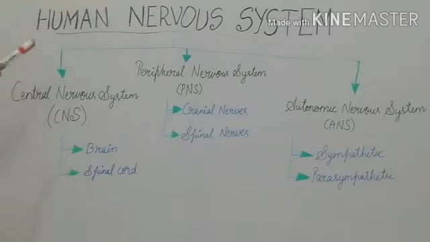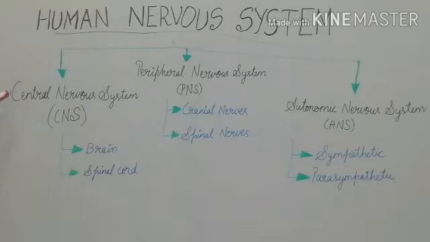And this peripheral nervous system allows the different parts of the body to communicate with the central nervous system. And the next is the autonomic nervous system. This regulates the function of internal organs, and it consists of sympathetic nerves and parasympathetic nerves. So these are the types of the human nervous system.